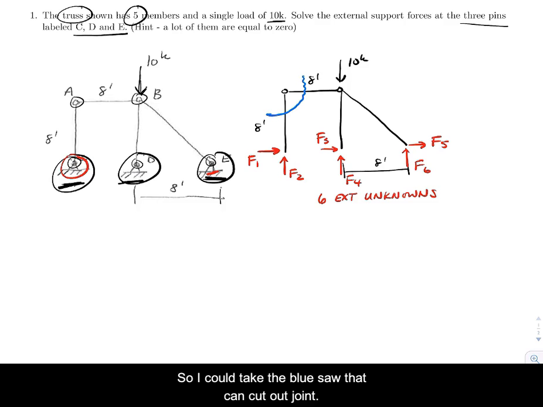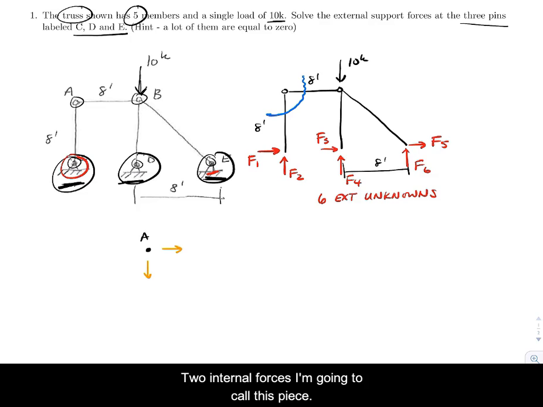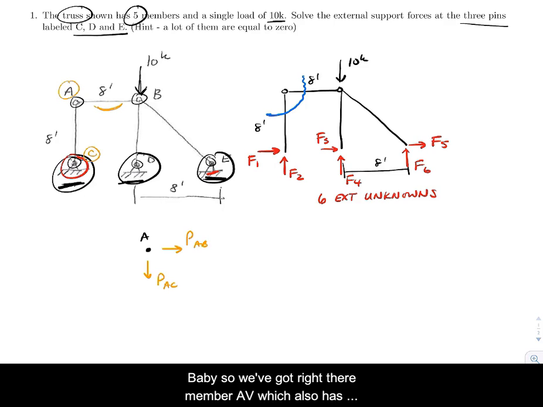So I could take the blue saw, I can cut out joint A. So it's going to give us right down here A. And what I've exposed then would be 2 internal forces. I'm going to call this PAC. That goes from A down there to C. And then I'll call this PAB. So we've got right there member AB, which also has an internal force in it. Because it's a 2-force member, we only have internal axial force because it's a straight member.